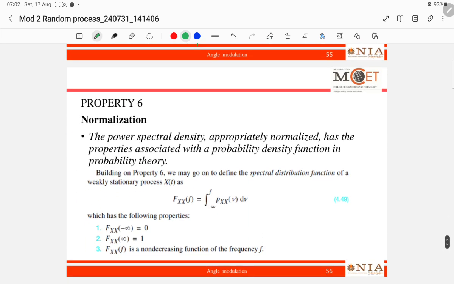And the final property is normalization. The power spectral density has properties associated with the probability density function in probability theory. So you can get the spectral distribution function as per this formula, Fxx(f) equal to the integral from minus infinity to f of pxx(v) dv. This has the following properties. Substitute f equal to minus infinity, you will get 0. If you substitute plus infinity, you will get 1. So this is a non-decreasing function of the frequency. So these are the six properties of the power spectral density.